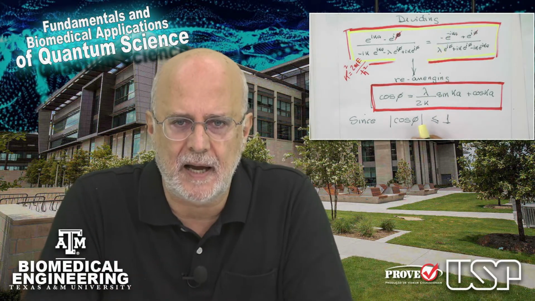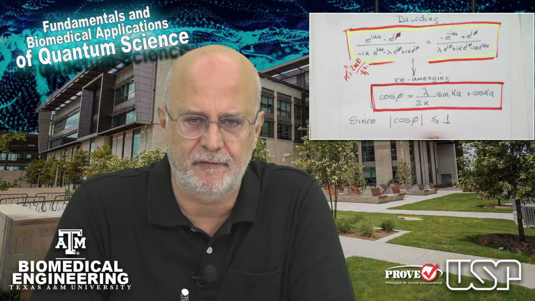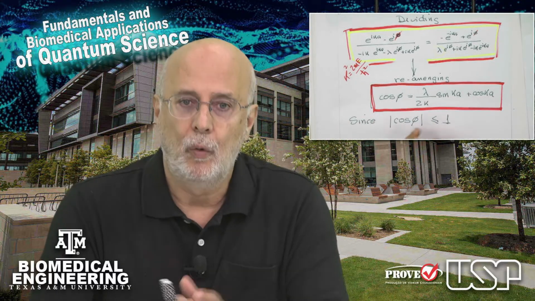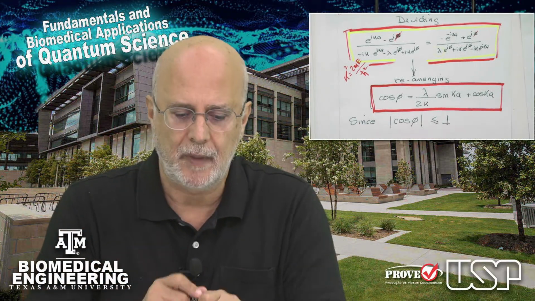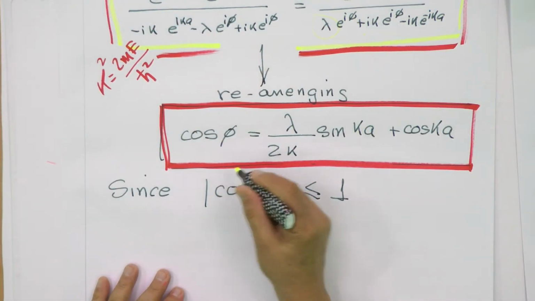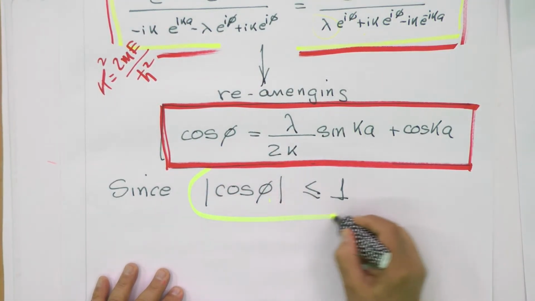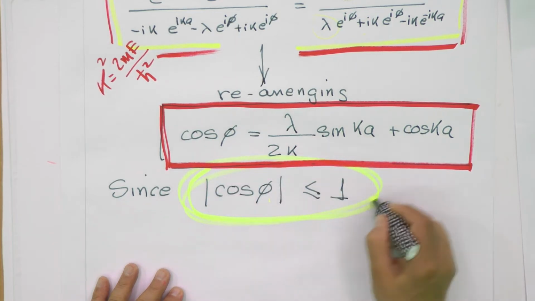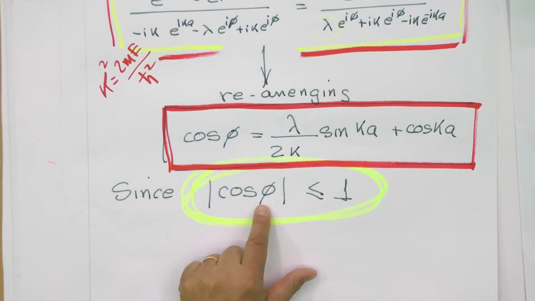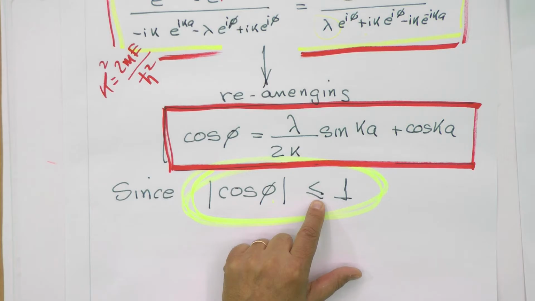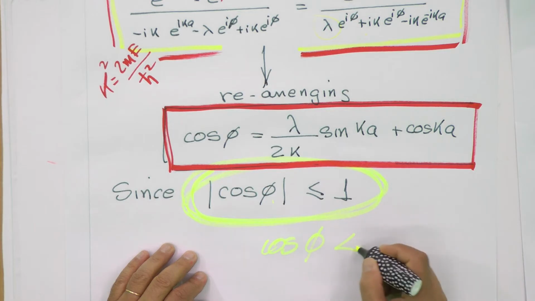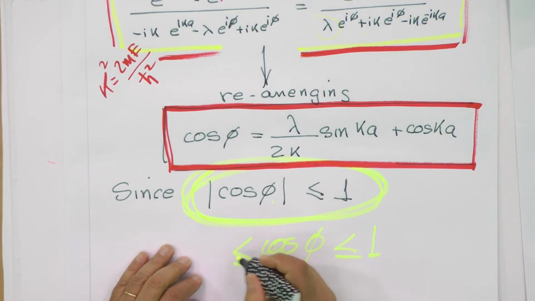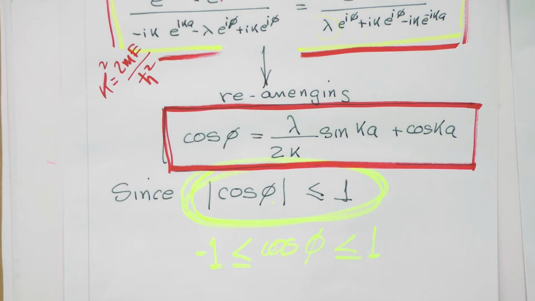But I know that cosines of any angle that represents the phase must be within an interval that goes from -1 to +1. So I know that the cosine of phi must be bounded to 1. So the modulus of the cosine must be less or equal to 1. That's like saying that cosine of phi must be less than 1 and bigger than -1. It has to be in this interval. This is what we're saying. Right?